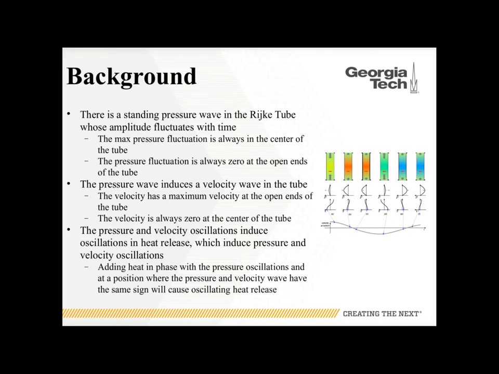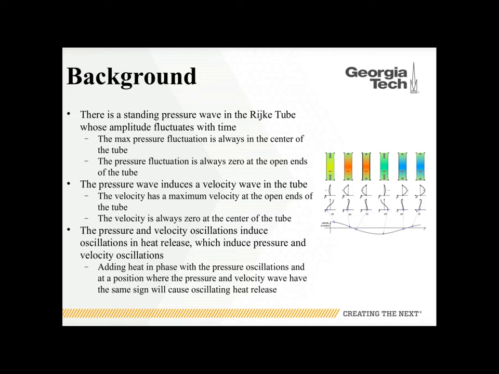As mentioned on the last slide, the pressure, velocity, and heat release of the gases in the Reiche tube are oscillating with time. These conditions are actually coupled with one another. First, there is a standing pressure wave in the tube, and this represents the pressure fluctuations in the tube. Due to the heat source, the max pressure fluctuation is always at the center of the tube, and the pressure fluctuation at the ends of the tube is always zero.